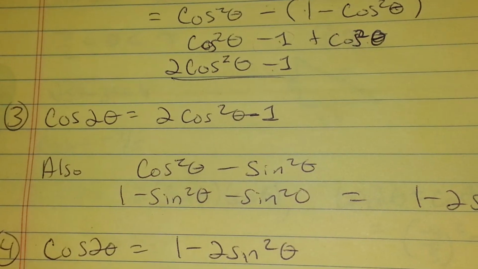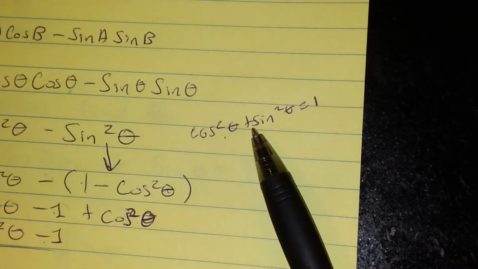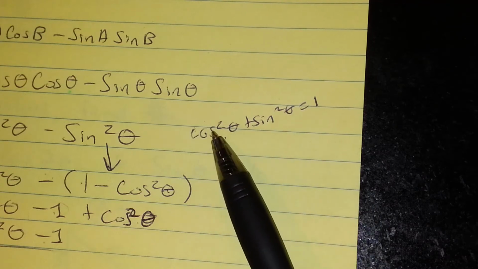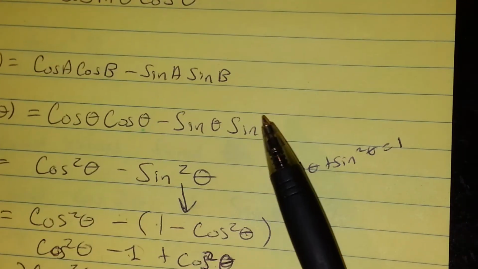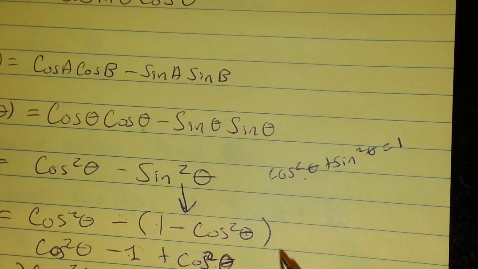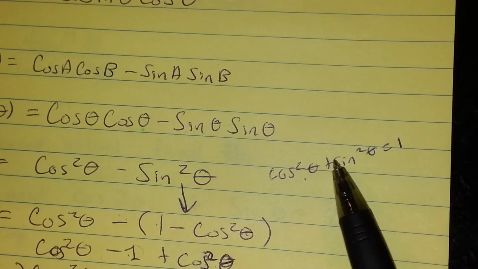Here's your third. Also, based off this, we know that sine squared theta is 1 minus cosine squared theta, and cosine squared theta is 1 minus sine squared theta. So just move the 1 over there and you get the other. Move this one over there and you get this.